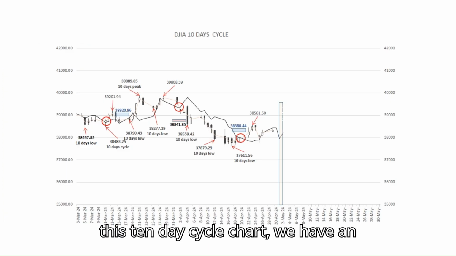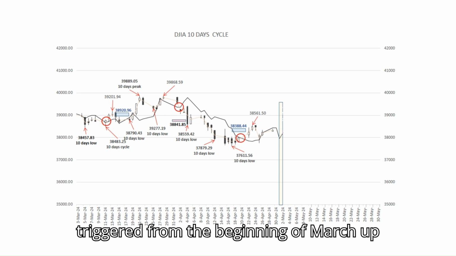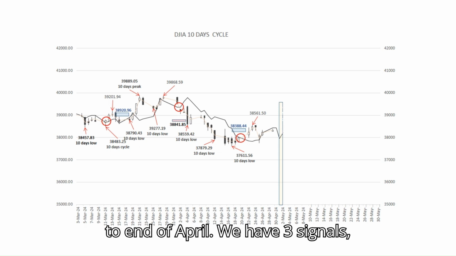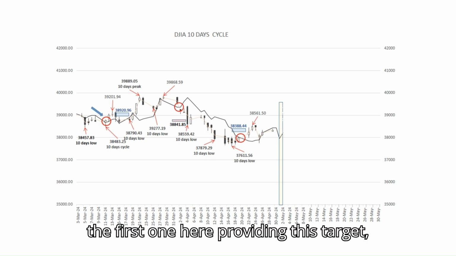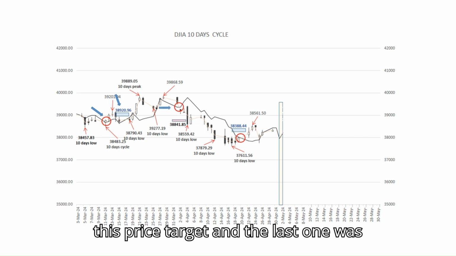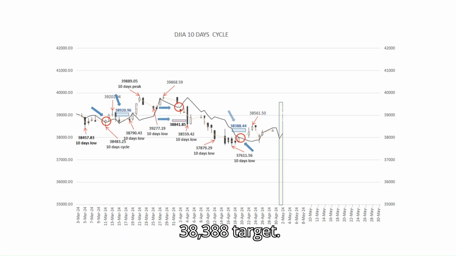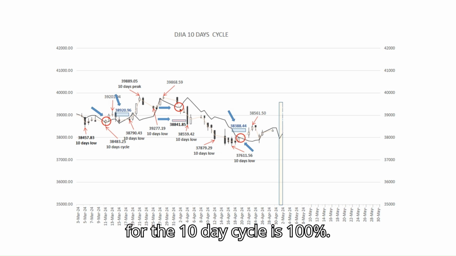On this 10-day cycle chart, we have an example of how the price targets are triggered. From the beginning of March up to the end of April, we have 3 signals. The first one here, providing this target. The second one is on the downside with this price target. And the last one was on the upside with a 38,388 target. All targets have been filled. In almost 2 months, the success rate for the 10-day cycle is 100%.